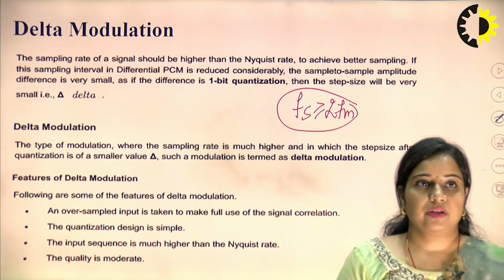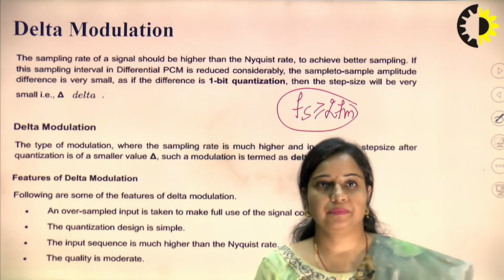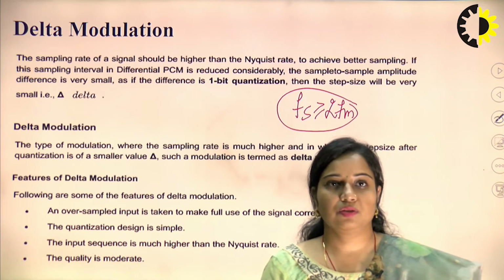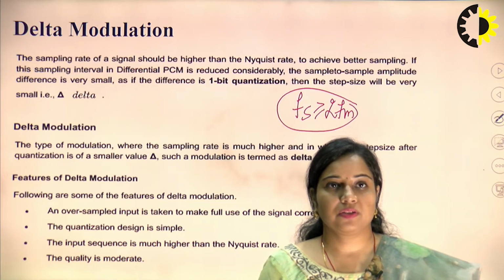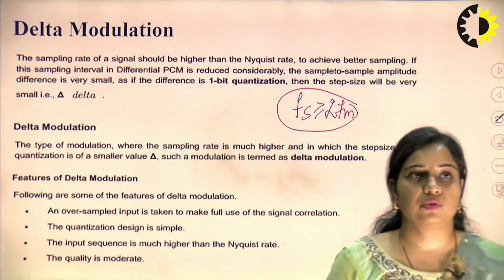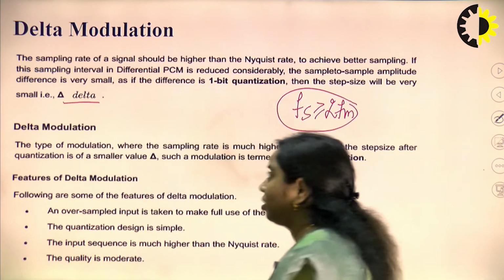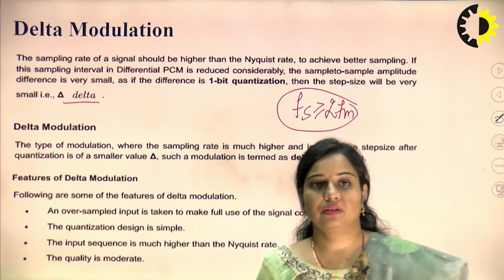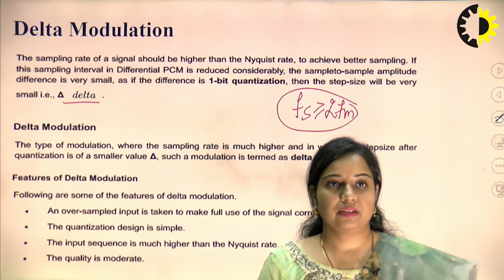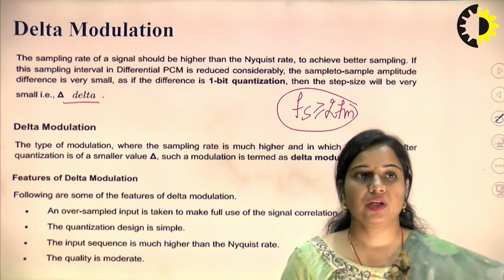So, if the sampling interval in DPCM, that is differential pulse code modulation, is reduced considerably, the sample to sample amplitude difference is very small. If the difference is 1 bit quantization, then the step size is very small, that is denoted by delta. This is the step size that we have to consider in case of delta modulation. Whenever we sample the signal, samples are taken at constant intervals of time, and then these samples are divided into different step sizes. Now, step size can be variable, it can be constant also.